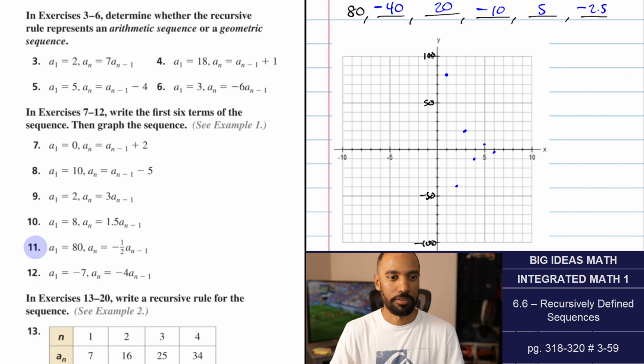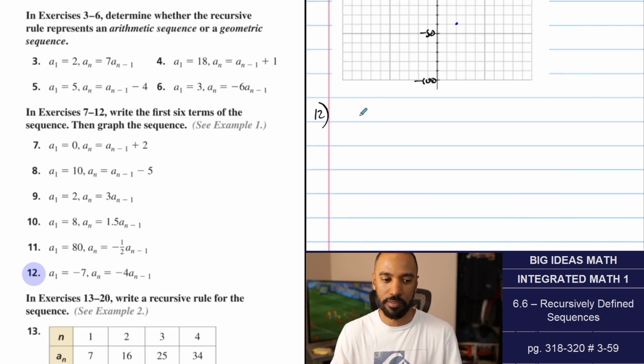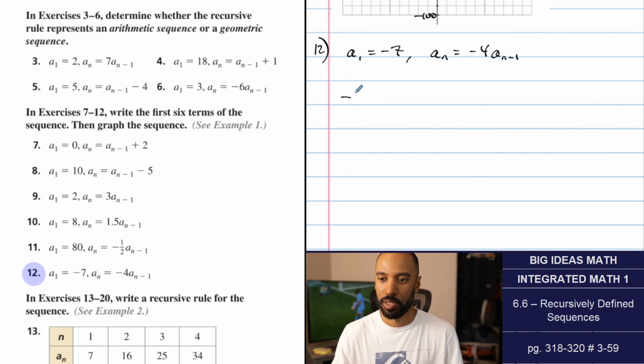Last one here, number 12. The first term is negative 7, and we keep multiplying by negative 4, which means the numbers will get pretty big. They will also change signs as the previous one showed. So let's keep it brief as we do it. The a sub n, also geometric, is negative 4 times a sub n minus 1. Take the previous term times negative 4. So same thing when it comes to signs. They will change each time, but it started negative, so it'll go positive thereafter. So positive, negative, positive, negative, positive.